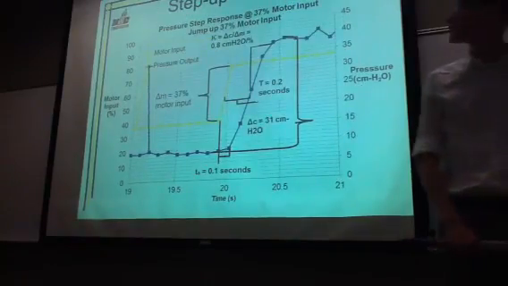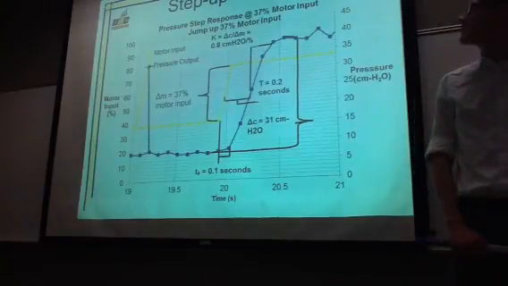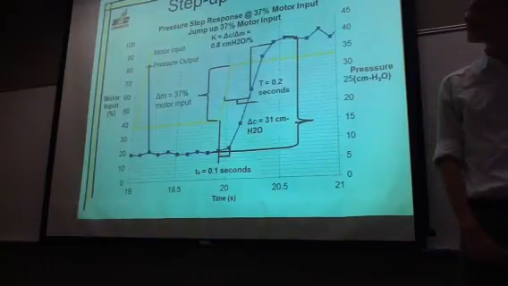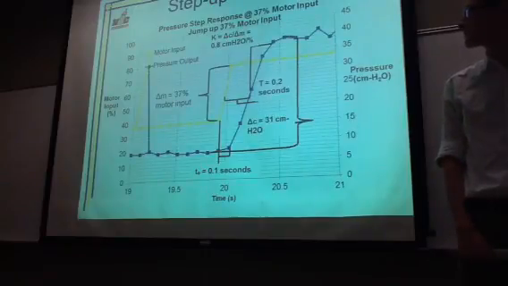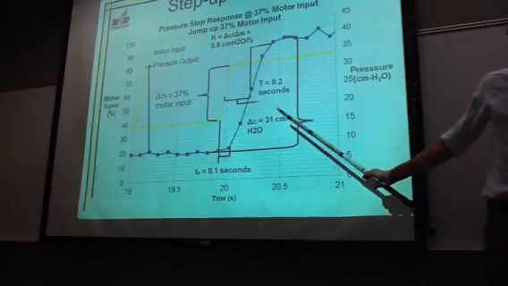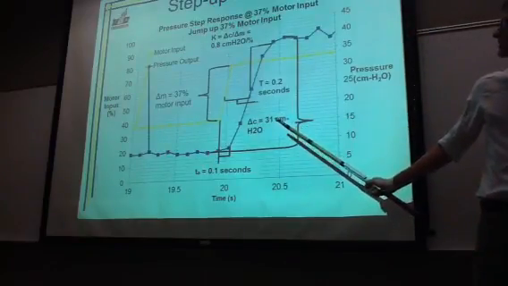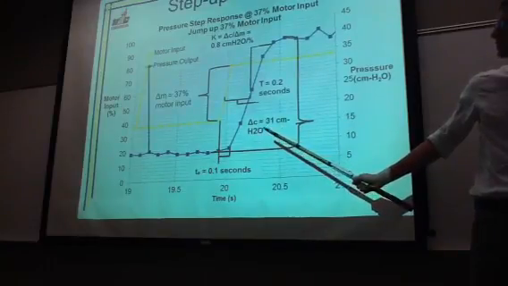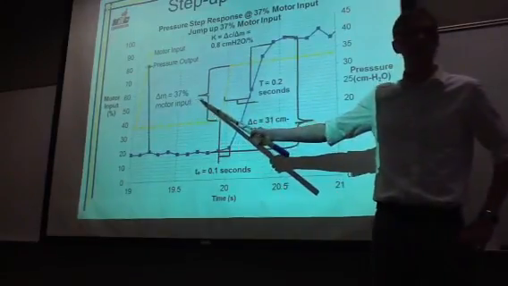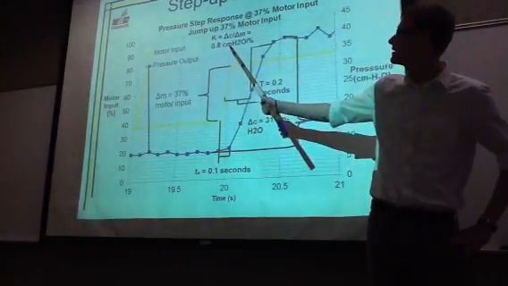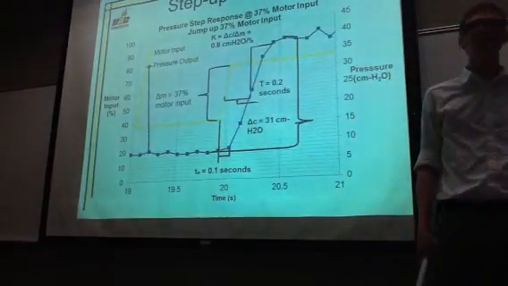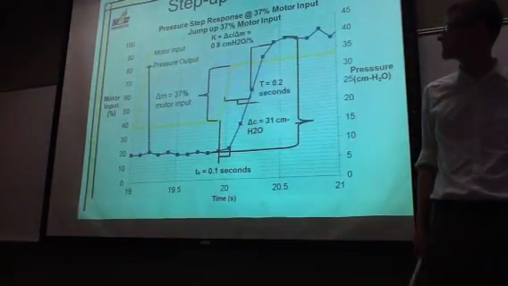Here is an example of the step-up response. We ran this experiment at an initial motor input percent of 37%, and then we proceeded to step it up another 37% for this experiment to obtain our desired pressure output. Once again, we were able to determine using the average function on Excel that the delta C was 31 centimeters of water. The delta M, which we controlled, was 37% of the motor input, and this gave us a steady state gain of 0.8 centimeters of water per percent for this step-up function.